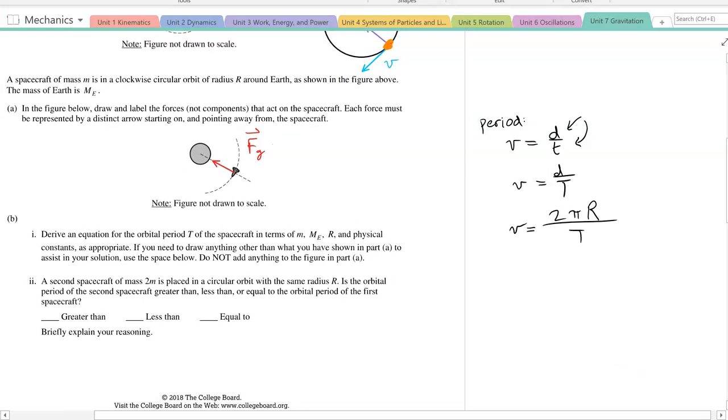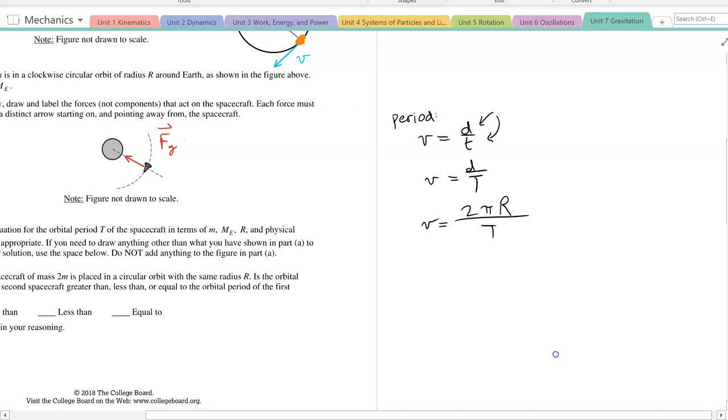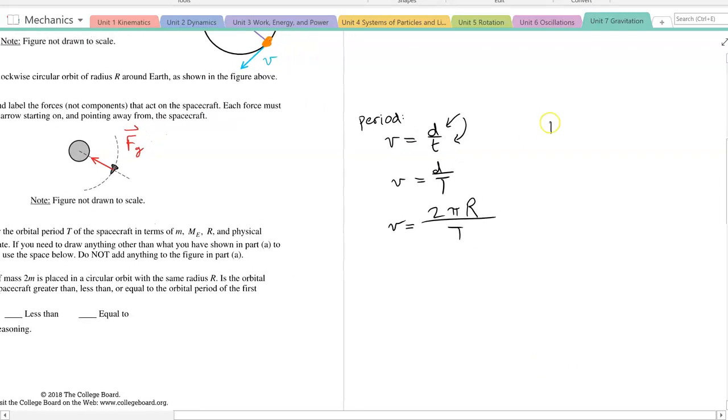Part A. We found the force due to gravity. Let me write that here. The force due to gravity. What is that? Is that an equation? It is mg, but we want to talk about it in terms of the mass of the Earth. This mass is the mass of the spacecraft. We want to use the law of universal gravitation, where this is the mass of the spacecraft and this is the mass of the Earth, and then this is the distance between them.